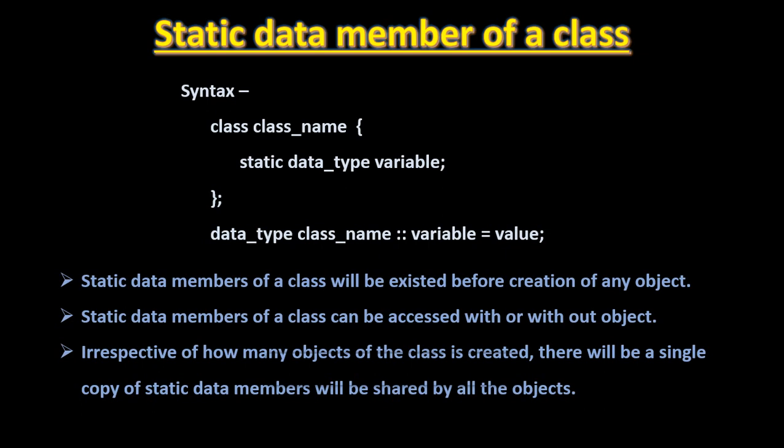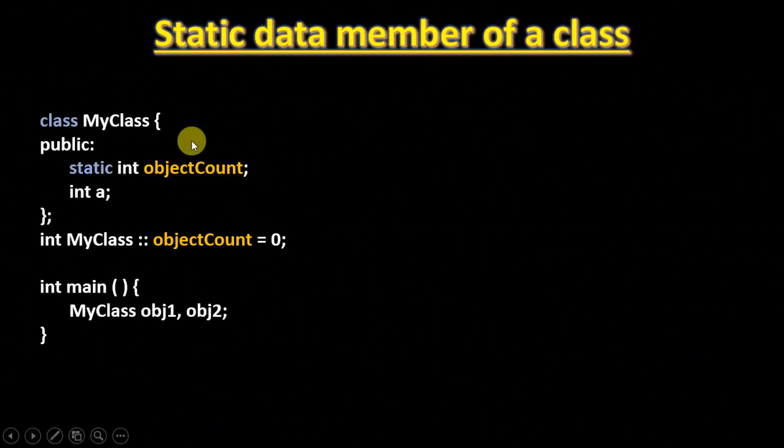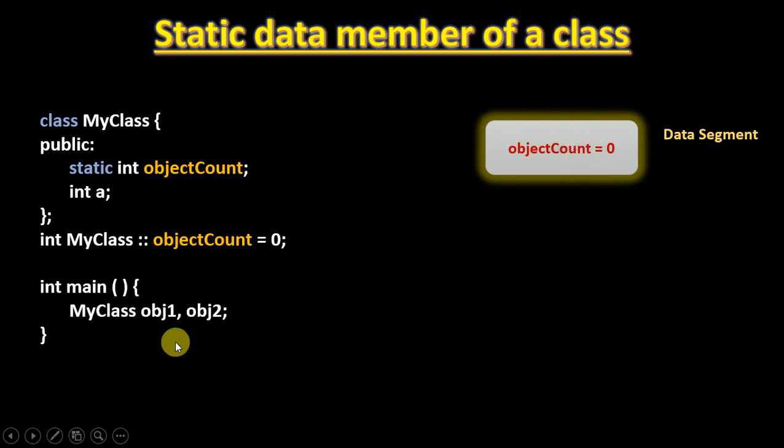Just observe this. Assume I have a class MyClass. I have one static variable here, static int object_count, and an int a. I have given the declaration like this, in MyClass scope, object_count equals 0. Now here I have created MyClass obj1, obj2. As soon as the program is loaded into the RAM, immediately this static data member object_count gets memory, and it is initialized with 0 in the data segment. So all the static data members get memory in the data segment.